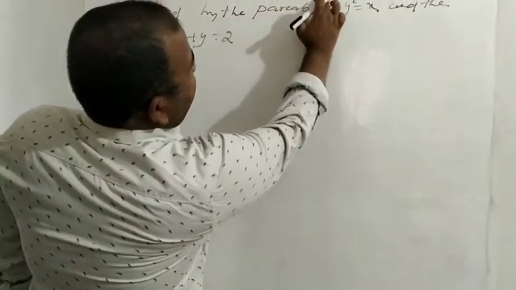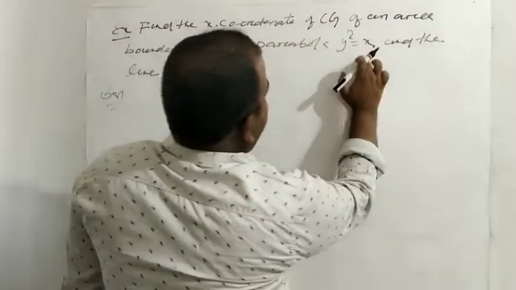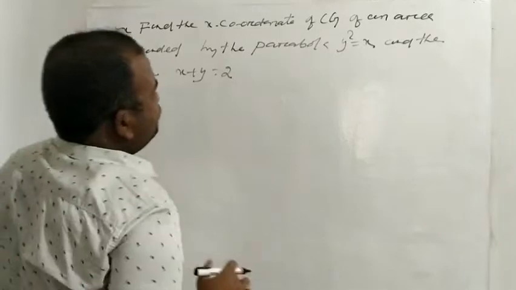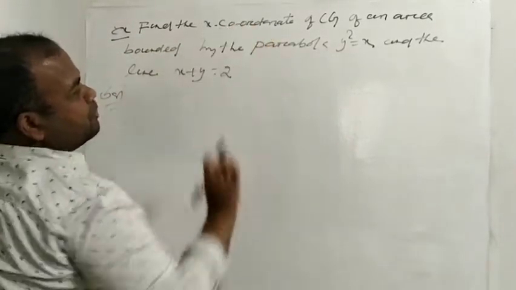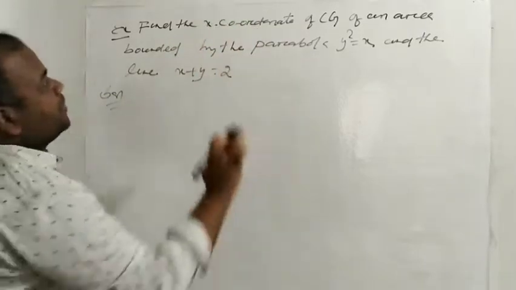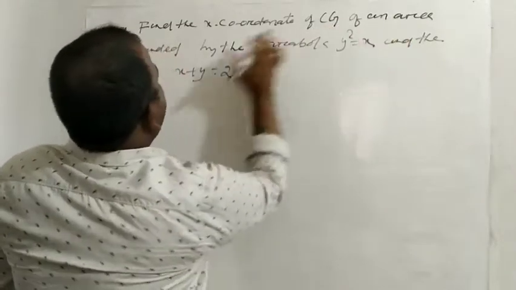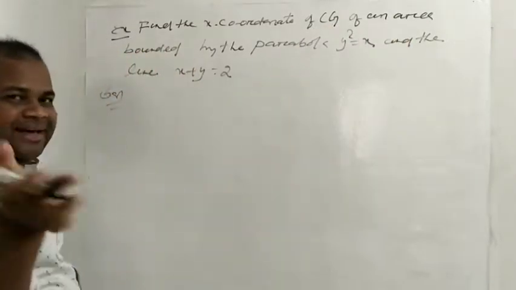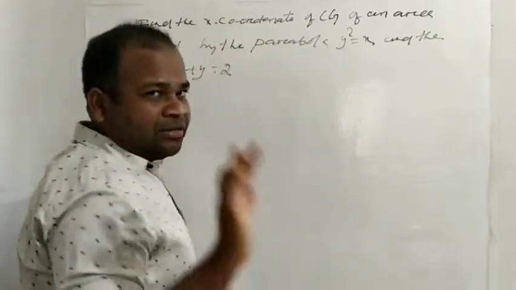Find the x coordinate of the CG of an area bounded by the parabola y square equals x and the line x plus y equals 2. Here we only need to find the x coordinate, so you only find x bar; it is not required to calculate y bar. But if the question says find the CG of the area bounded by the parabola, then you find both x bar and y bar.